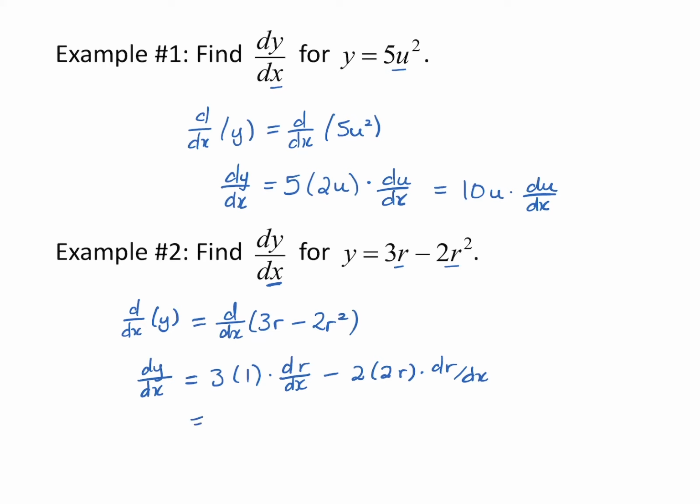So what we end up with is 3 dr by dx minus 4r times dr dx. And because both of these are multiples of dr dx, we could factor the dr dx out. I'm going to put it at the end and say that this is 3 minus 4r times dr by dx. So that would be the value of dy by dx. So it would be 3 minus 4r times the derivative of r with respect to x.